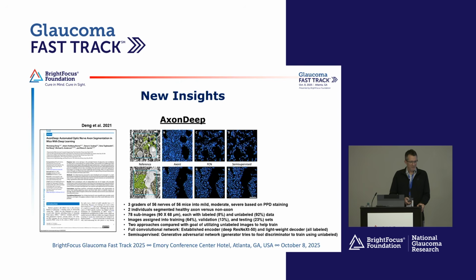The second model that I'll tell you about is called AxonDeep. This is one that I worked on with Mona Garvin at the University of Iowa. It's similar in that we had graders, and the first thing we did was we graded the nerves, 1, 2, 3, mild to severe, then split them up into our training sets so that our training set, validation set, and test set had similar representations of damage levels between them. We only had 2 graders, and we used fewer images, but they were very large images.